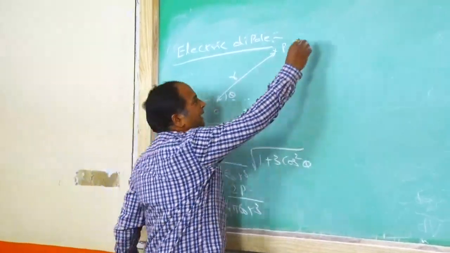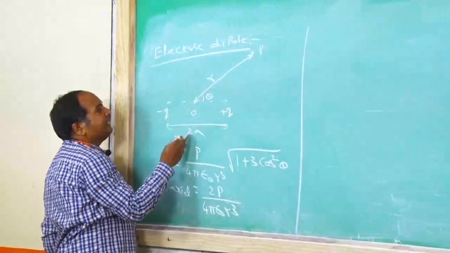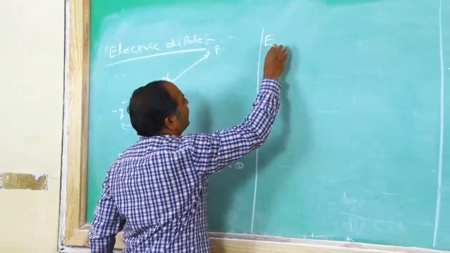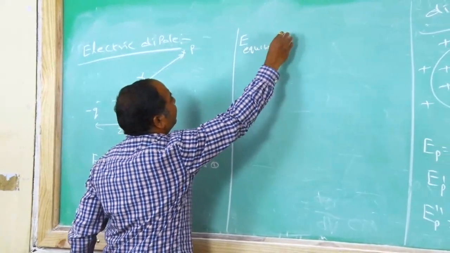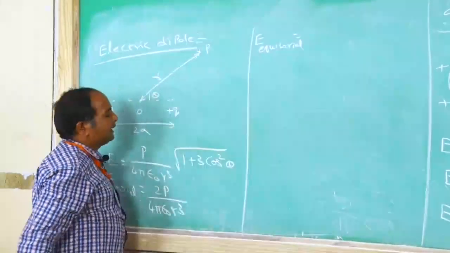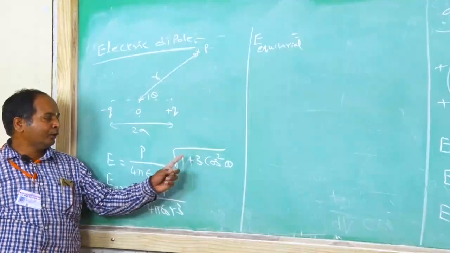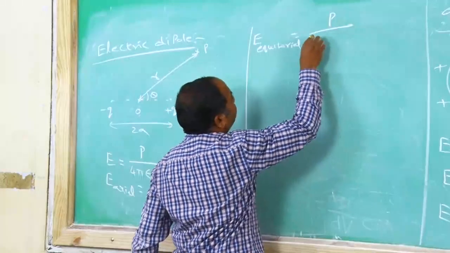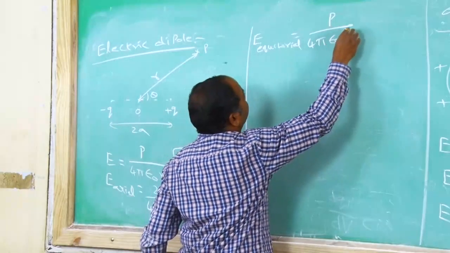Suppose if you consider point P on equatorial line. Equatorial line means angle should be what? 90 degree. So 90 degree means cos 90 is 0. So simply it will become P by 4 pi epsilon naught r cube.